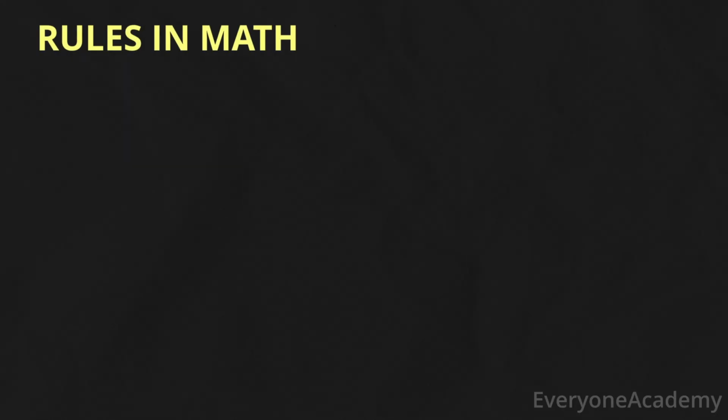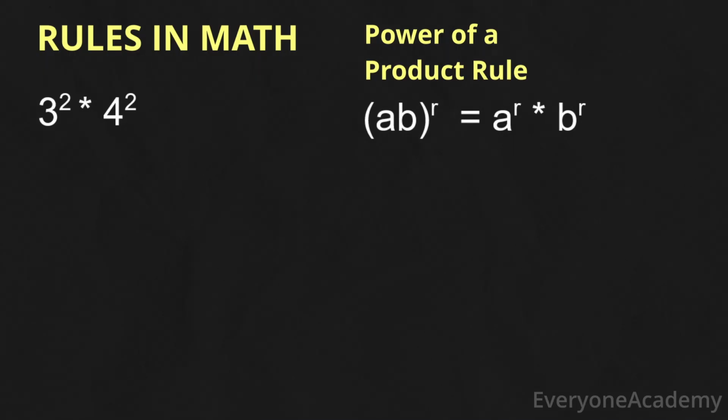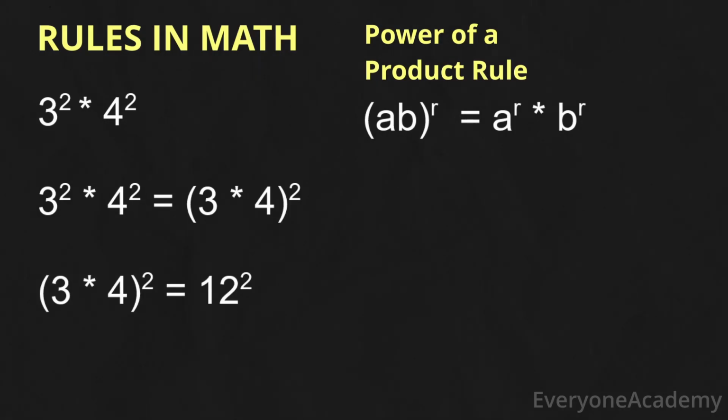The rules we follow in math can have rules within them that we don't always think about. For example, let's look at 3 squared times 4 squared. Using the power of a product rule, (a times b) to the power of r equals a to the power of r times b to the power of r. A would be 3, b would be 4, and r would be 2. So 3 squared times 4 squared is equal to (3 times 4) squared. 3 times 4 is equal to 12, and now we have 12 squared, or 144.